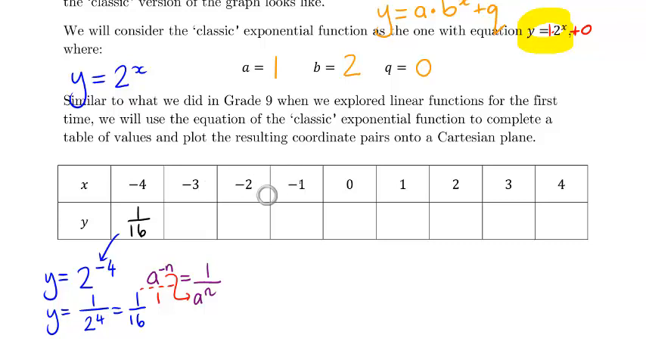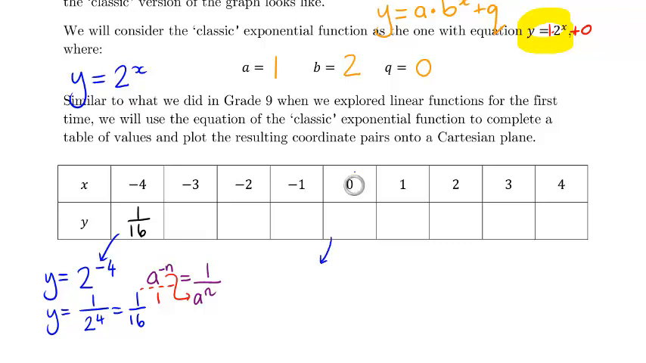Now, these x values, they're going to work in a very similar way, guys. When I sub them in, we're going to have 2 to a negative power. We're going to flip it over the fraction line. We're going to see what our answer is. So I'm going to fill this in just now. For now, I'm going to skip to this interesting value over here, okay?